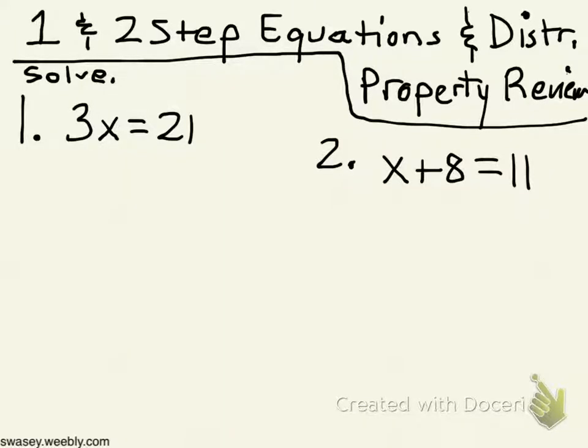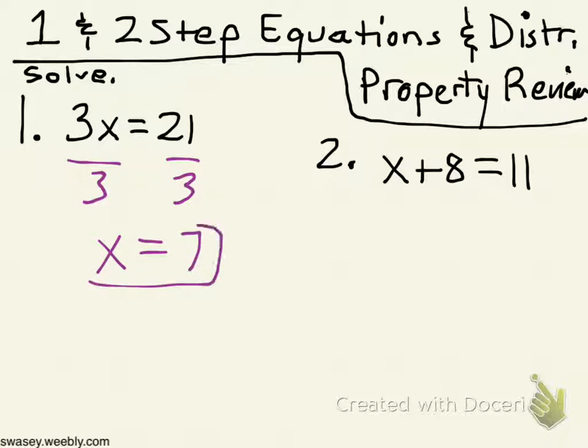Alright, we've got some one-step equations to start with. We're solving these. 3x means 3 times x. So to get rid of multiplication, we divide. Anything you do to one side of the equation, do to the other. 21 divided by 3 is 7.